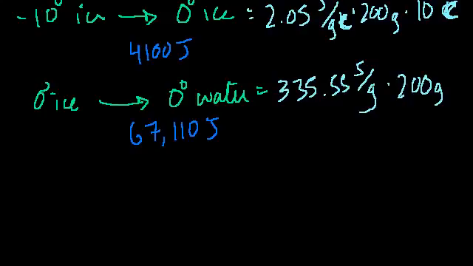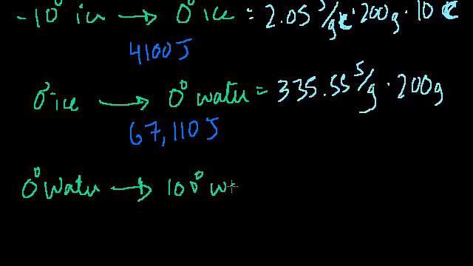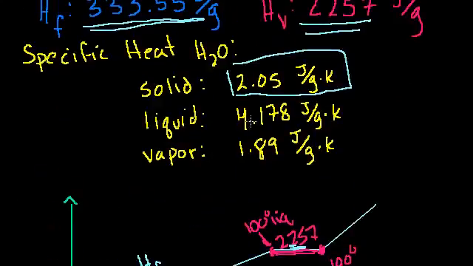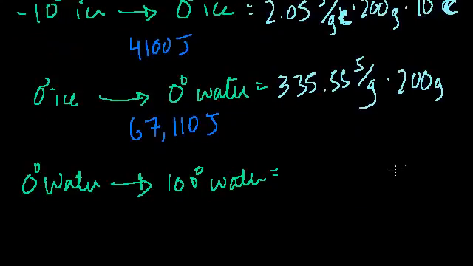Now we have to go from, and this is the big one, 0 degree water to 100 degree water, or liquid water. And this is in the liquid state. So now we take the specific heat of water, which was 4.178. For some reason I'm thinking it's 4.176, but it doesn't matter. Let's say it's 4.178.